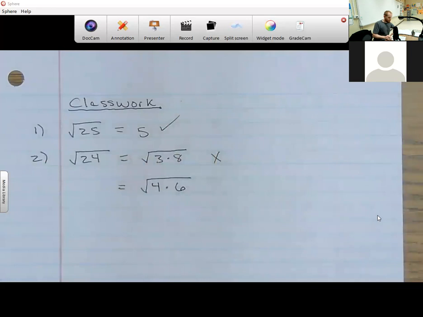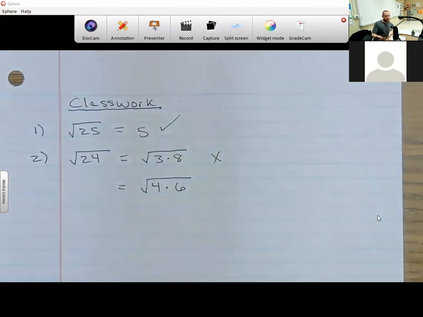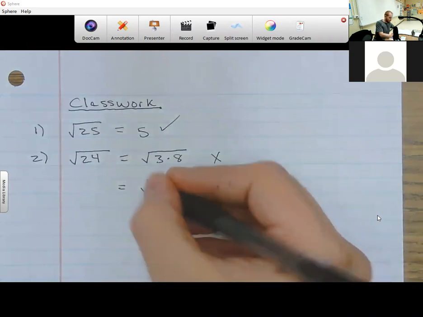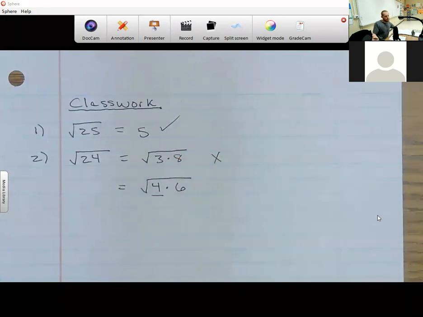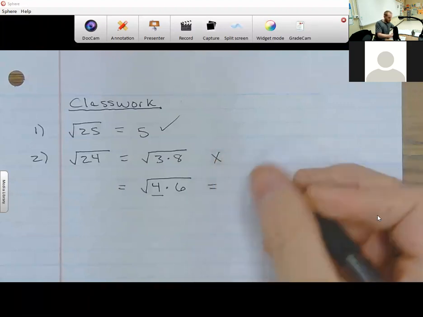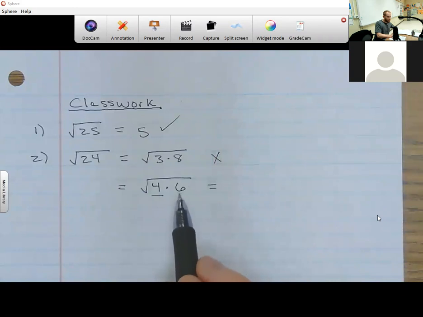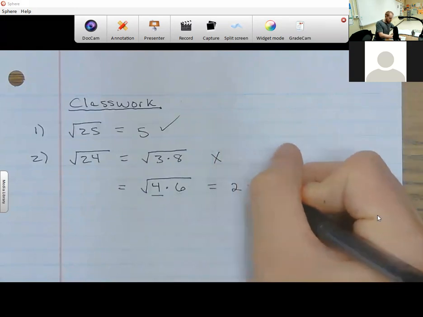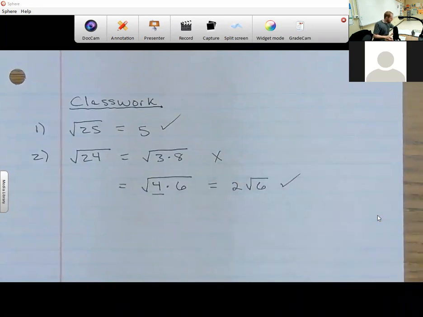4 times 6. Now, between these two numbers, which one is the perfect square? The perfect square would be 4, right? So I underline the 4. What's the square root of 4? Square root of 4 is 2, right? So I can take the 4 out as a 2, but the 6 has to stay under. The 6 has to stay under, and that's all you can do, okay? I'm going to let you do 3 and 4 by yourself.